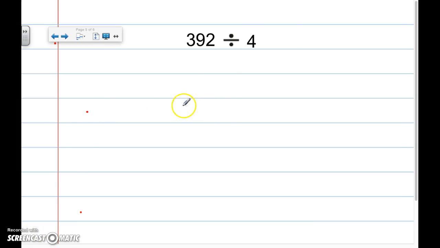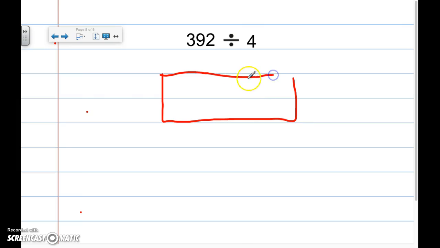I'm going to talk about the area method of division. Okay, so let's look at this. I've got 392, so I'm going to draw my area model. Since 392 goes into the hundreds, I'm going to put a spot for the hundreds, a spot for the tens, and a spot for the ones, and 4 goes over here. So I'm going to write 392. And I'm going to say, how many times does 4 go into 392 if we're talking about how many hundreds?